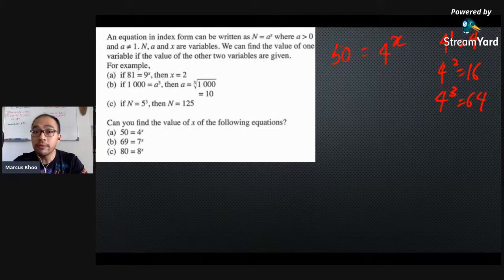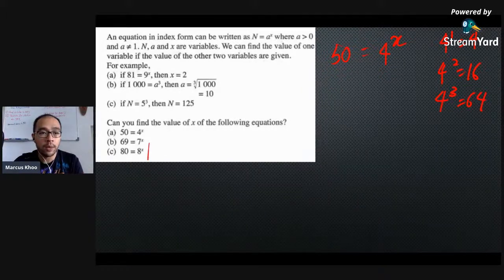This is still valid. It is still true that 50 equals 4 to the power of x. It's just that x is not 1, not 2, not 3. So what number do you think x is? That means we have to find another way to find this value of x.